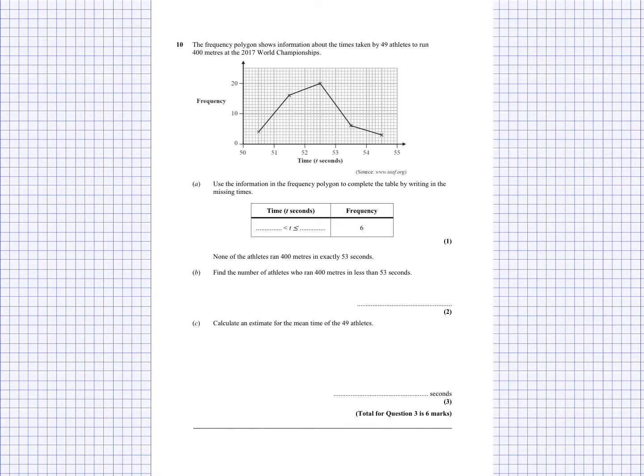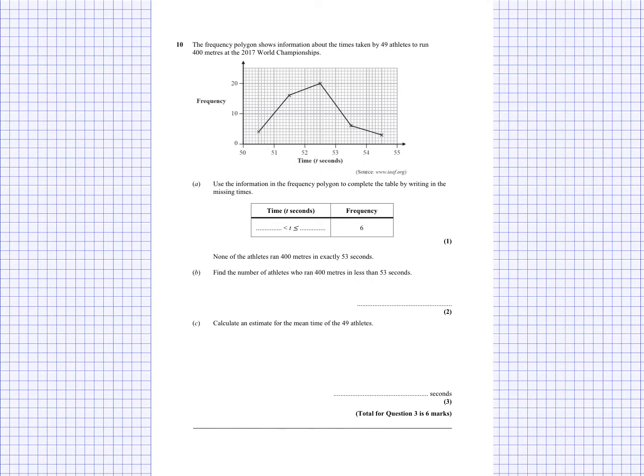Okay, so question 10 now. This question says the frequency polygon shows information about the times taken by 49 athletes to run 400 meters at the 2017 World Championships. Okay, so we've got the frequency here, and we've got the time here, and the frequency polygon like that. Now remember, the frequency polygon, what it does is it looks at continuous data in this way.